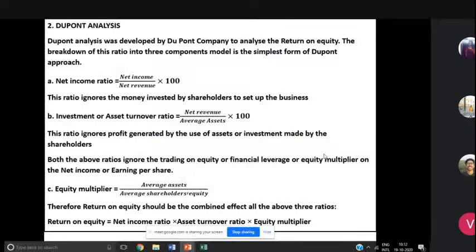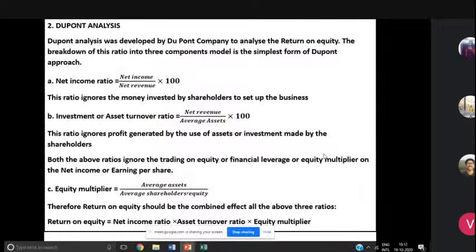Therefore, what we have to do? Both the above ratios are to be combined. How are we going to combine? Before that, just say, both the above ratios ignore the trading on equity or financial leverage or equity multiplier on the net income or EPS.